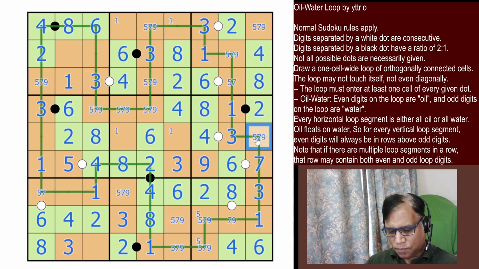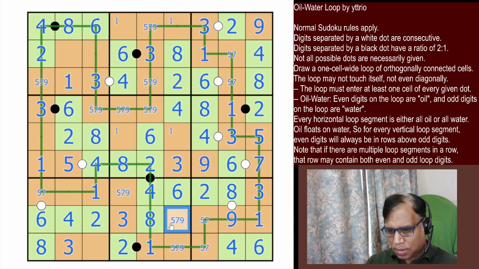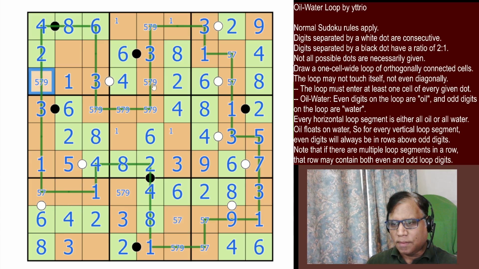That has to be 5. 5, 7. That has to be 9. That's not 9. 5, 7, 5, 7. That has to be 9. None of that's 9. That's not 9. 5, 7, 9. 5, 7, 5, 7. 5, 7. 5 is not here.